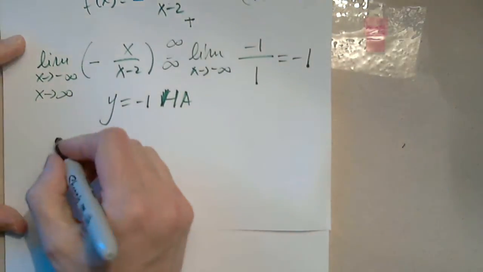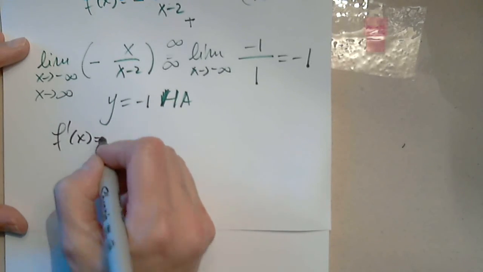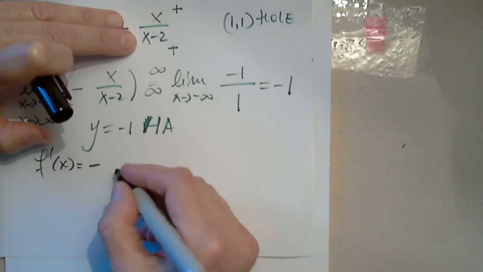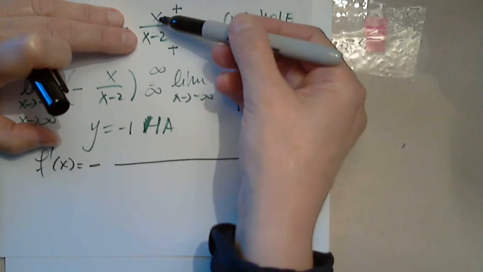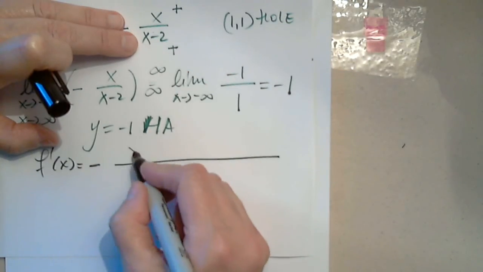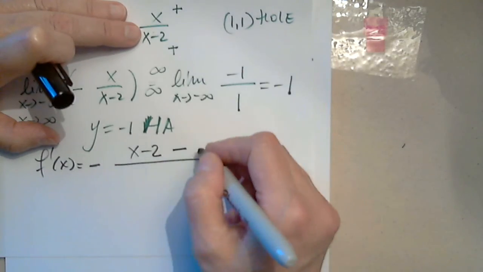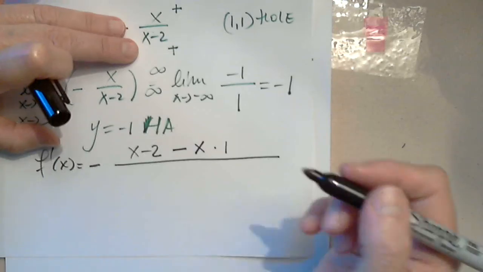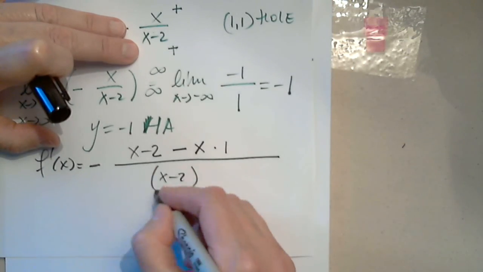Okay, so we're ready now to find the first derivative. The negative stays outside. Remember, this is a quotient. We have to use the quotient rule. The top prime is 1 times the denominator minus the top times the denominator prime, which happens to be 1, over x minus 2 squared.